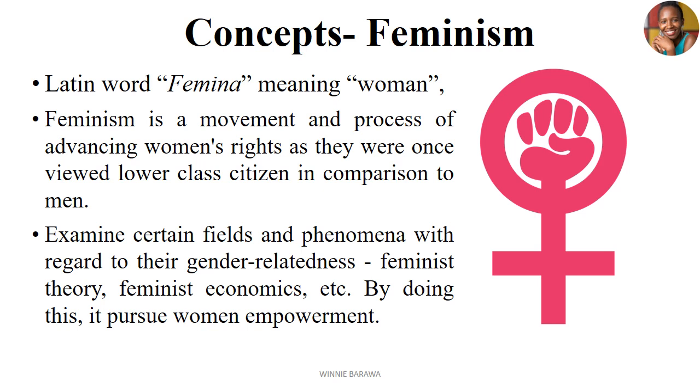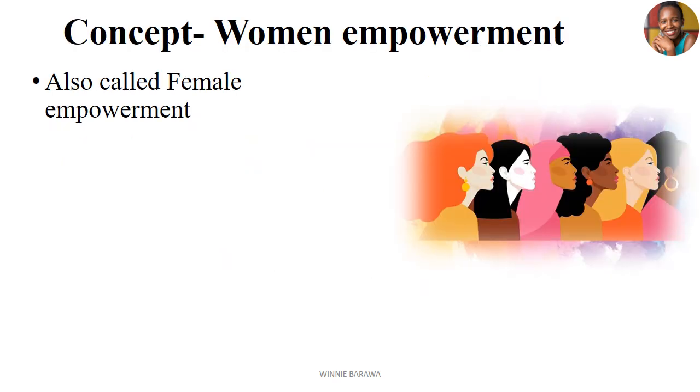And by doing this, feminism was the key area that gave birth to women empowerment. So it is the beginning of the process that led to women empowerment. If you're wondering what feminism was, it simply means woman, or it's a concept around empowering women, or a movement or process that advances women's rights, since historically they were first viewed as lower class citizens in comparison to their counterparts.